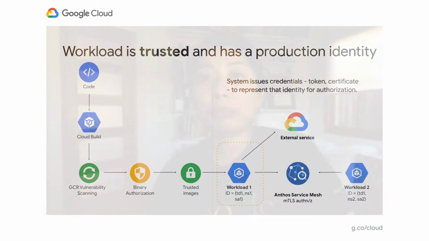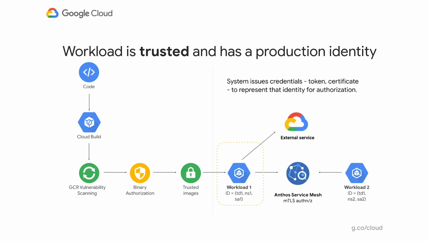Now that we have looked over the product features, let's do a quick recap. So we take a look at the workload lifecycle again. Code from approved sources is used in a lockdown, centralized build process to produce a workload container. And the workload container then gets tested and scanned for known vulnerabilities.